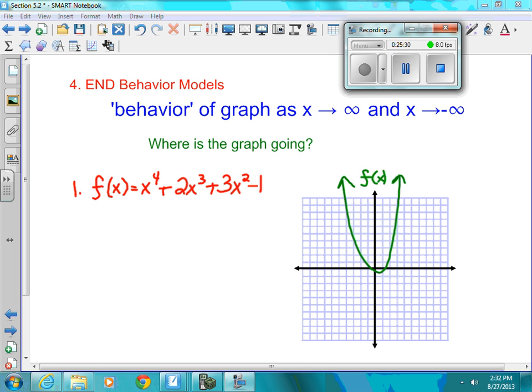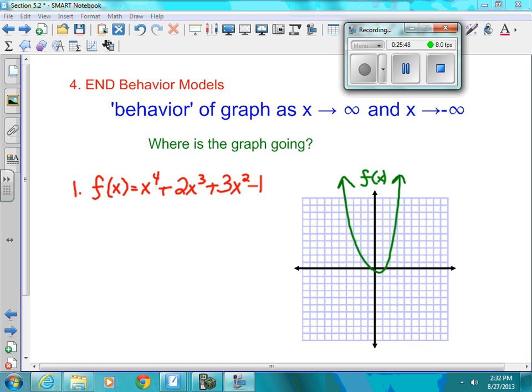As we go to the right or as we go to the left, we're going to look at this graph and ask: does the graph go up, get bigger, or does the graph go down, get smaller, as we go right or left? That's what this means. Okay?